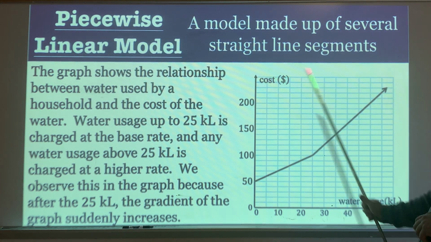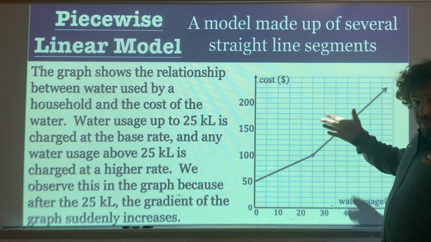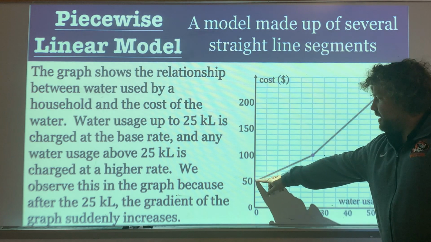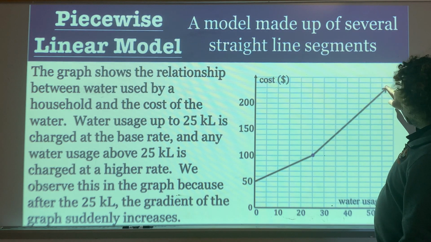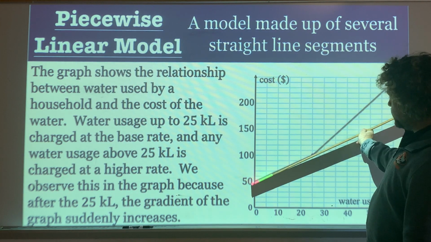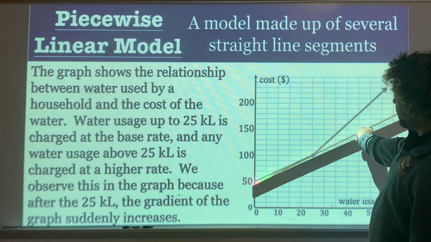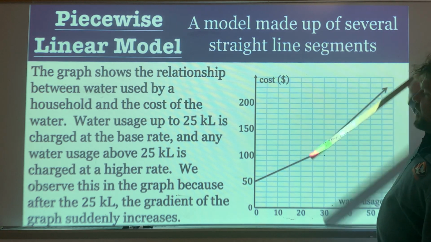Up to 25 kiloliters is charged at a base rate. So from 0 up to 25 kiloliters, or 1,000 liters, is charged at a certain rate. It's a pretty low rate. And then after you hit this number, as you can see, the graph changes. It still stays a straight line, but it's a different slope. So this was a straight line, but if it continued, it would go this way. So once you get to this piece at 25, you are charged at a higher rate.